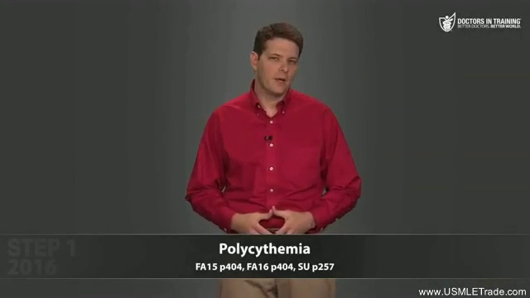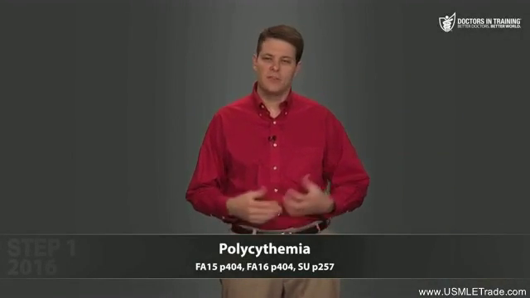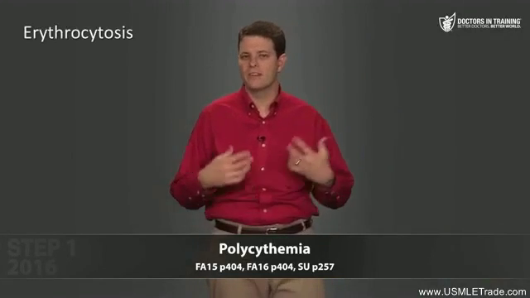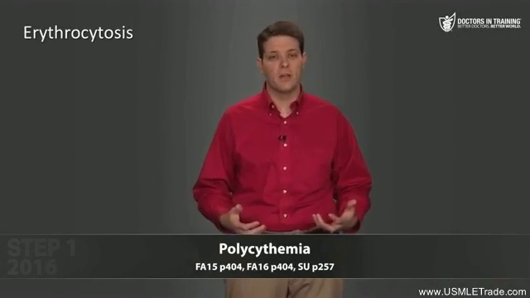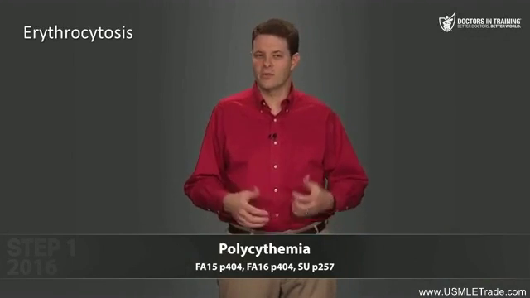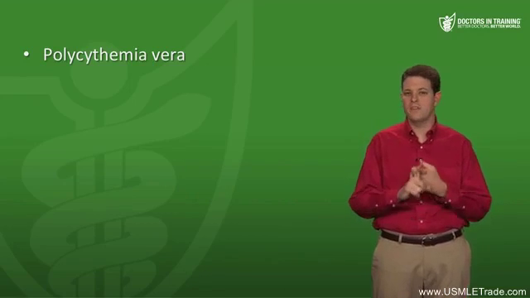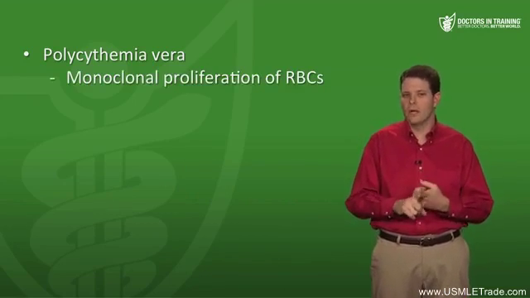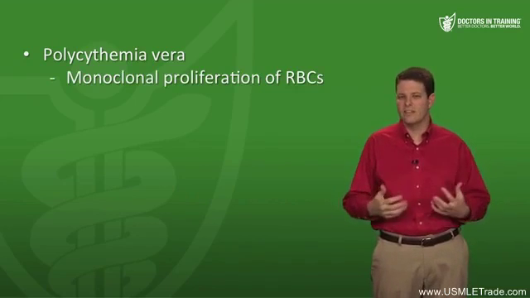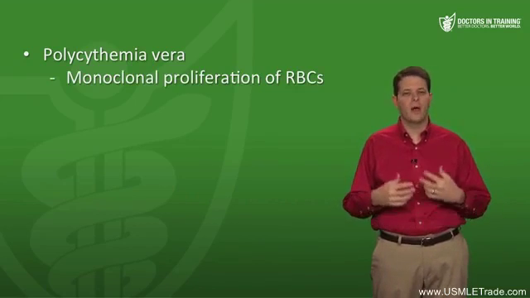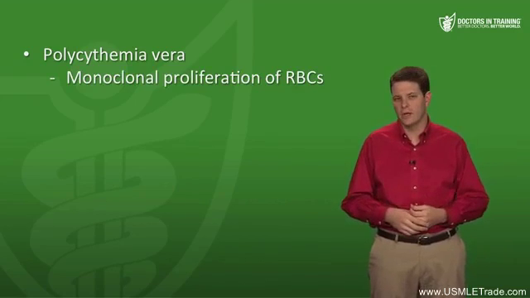One last topic before we wrap it up, and that's polycythemia. Now, we said polycythemia was just another name for erythrocytosis, and that just means too many red cells. And there are lots of different things that can cause erythrocytosis. So there's polycythemia vera, which is a monoclonal proliferation of red cells, and it's a benign red cell neoplasm. We're going to cover that with the other myeloproliferative disorders in another video.